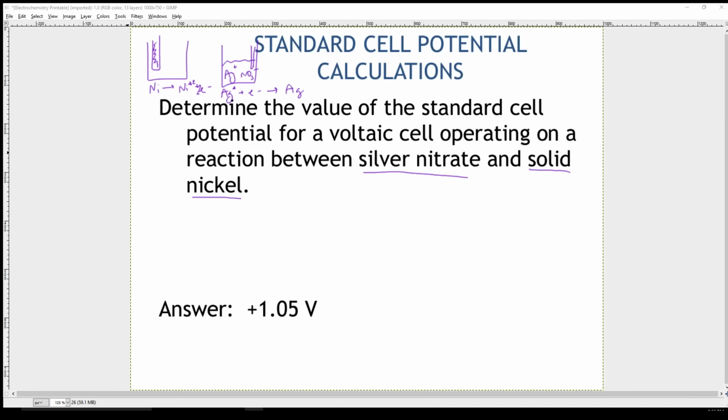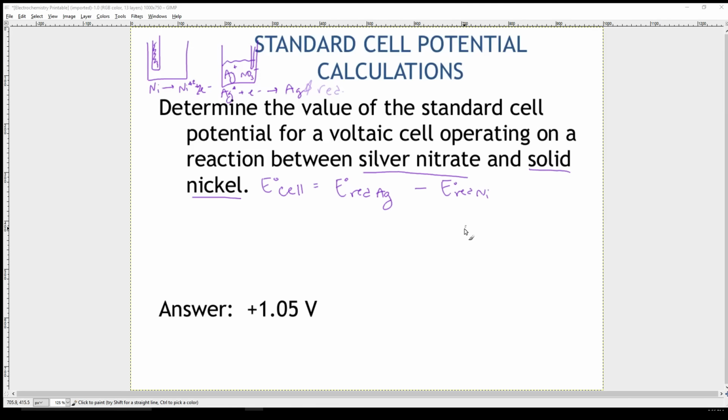Okay, so which one is being reduced? Because that's the one that's going to come first in our equation. Reduction is gaining, so silver is being reduced. Okay, so remember, the cell potential is going to be the reduction potential of what's being reduced, so the cathode, silver, minus the reduction potential again, but this time for what's being oxidized, the anode, which is nickel.